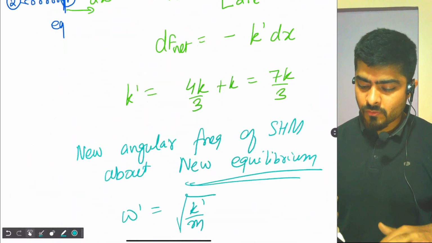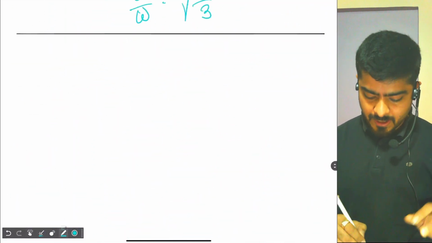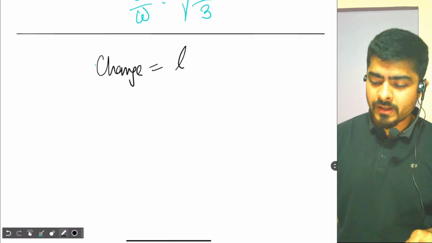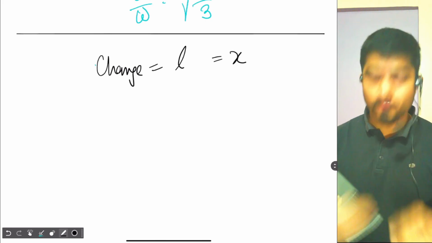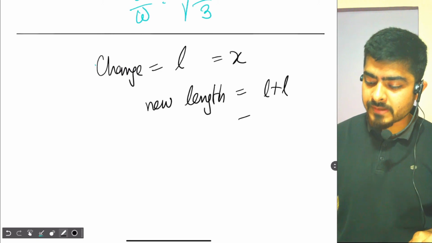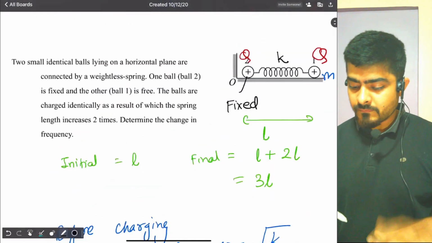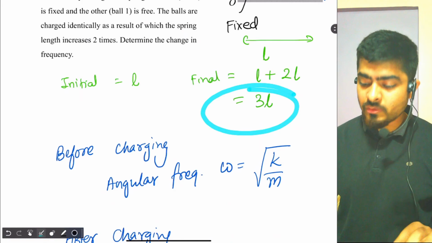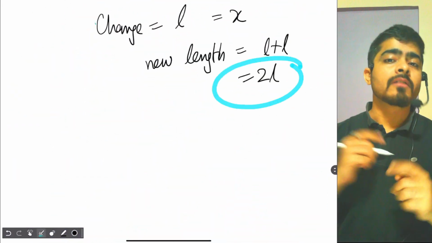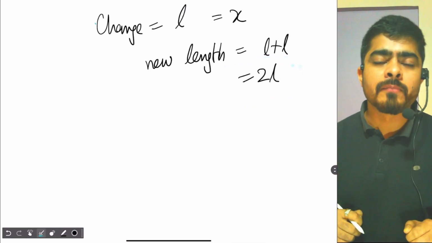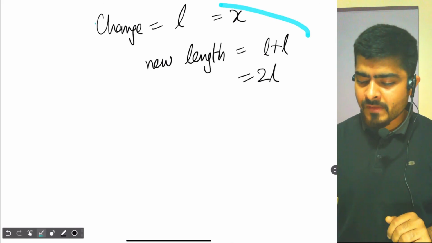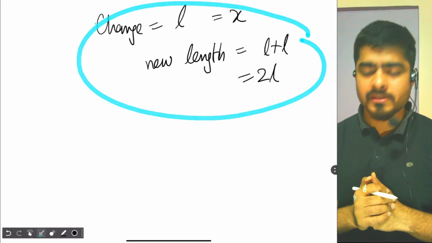So if I say that the change is equal to L, that is x is equal to L, the new length will be L plus L, so that'll be 2L. Here in my previous solution, I have taken the new length to be 3L. But there's a possibility that the new length could mean 2L. I don't know which book the question is from, but both are possible because the language is slightly ambiguous. So let's try to solve according to these values as well.